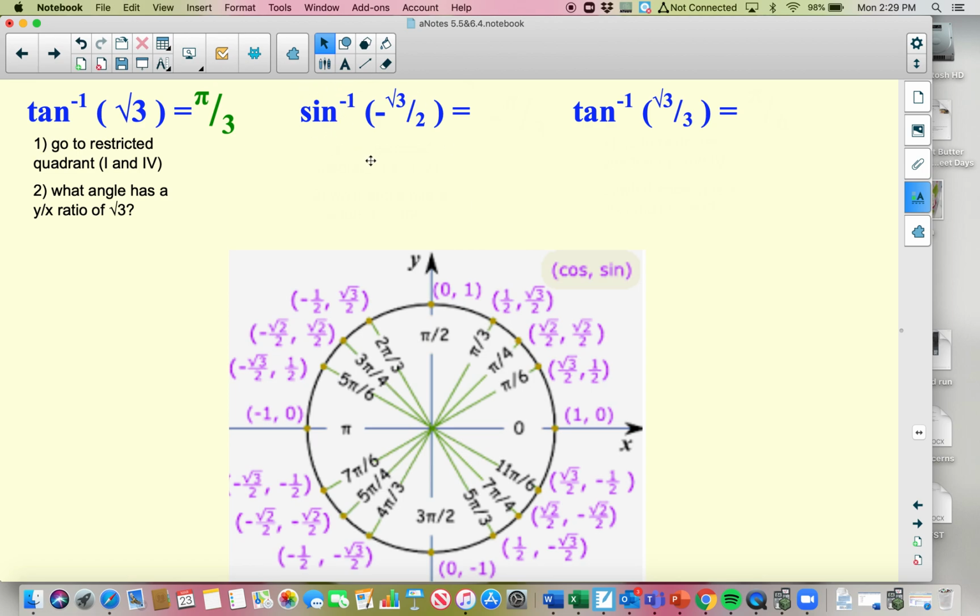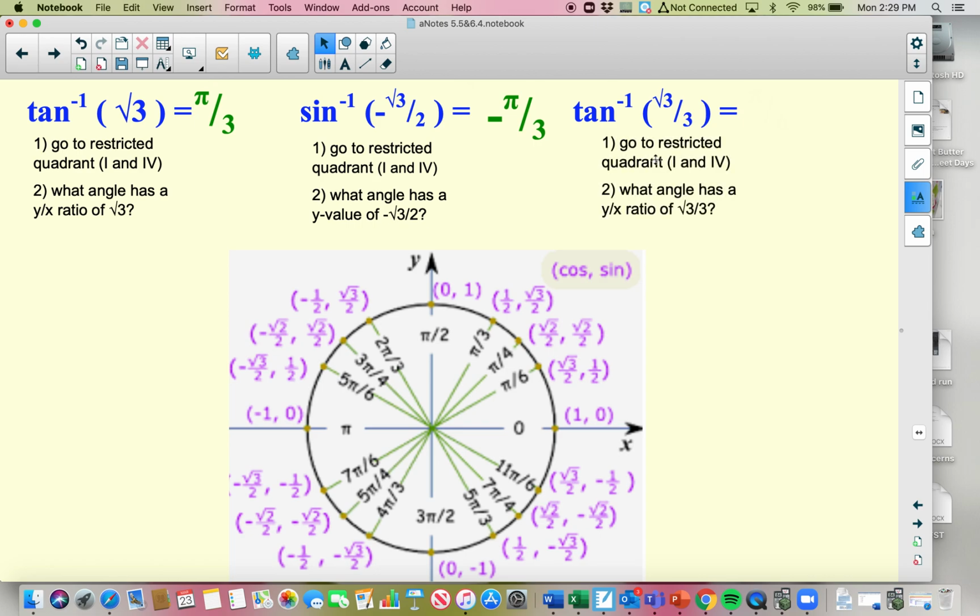Okay, inverse sine, restricted to quadrants 1 and 4, but it's negative, so I know it's going to be quadrant 4. And where is y, sine, negative square root of 3 over 2, and that's at 5 pi over 3, but I can't say 5 pi over 3. I have to say negative pi over 3. And the last one, inverse tan, is restricted to quadrants 1 and 4, but it's positive, so I know I'm in quadrant 1. And in quadrant 1, the tangent equals square root of 3 over 3 at pi over 6.